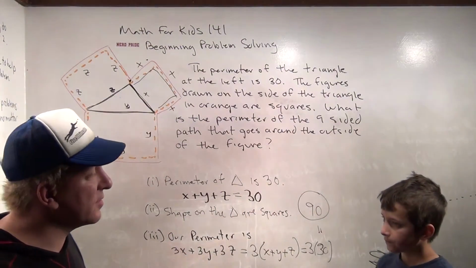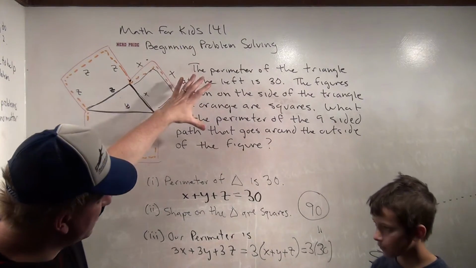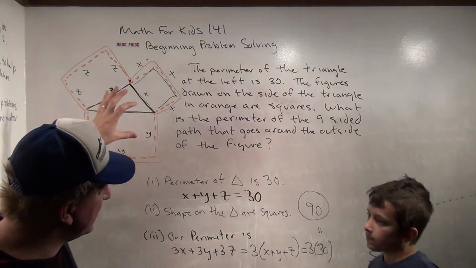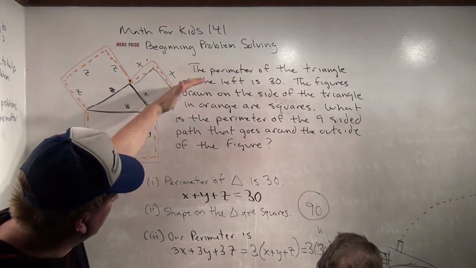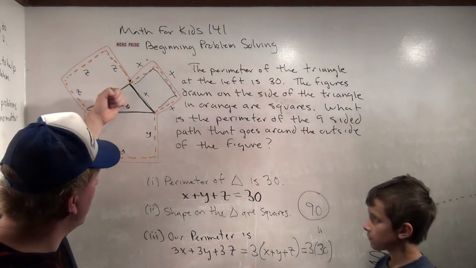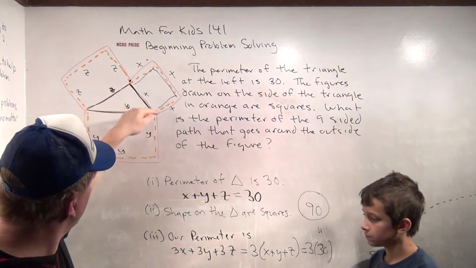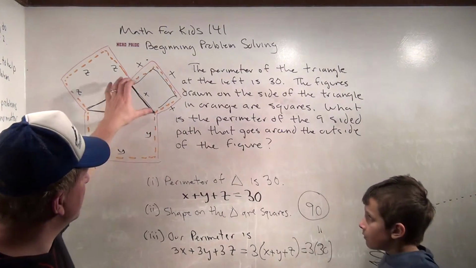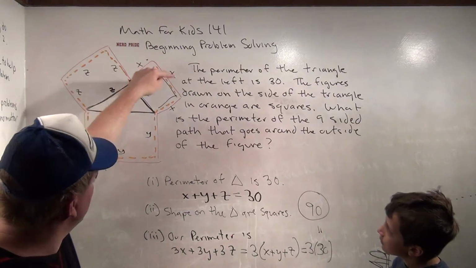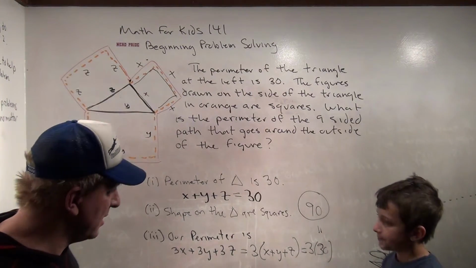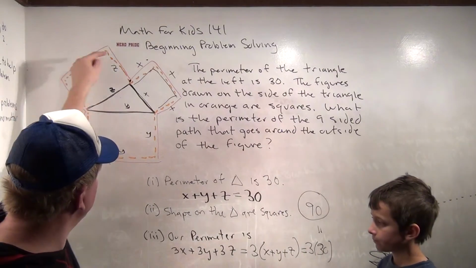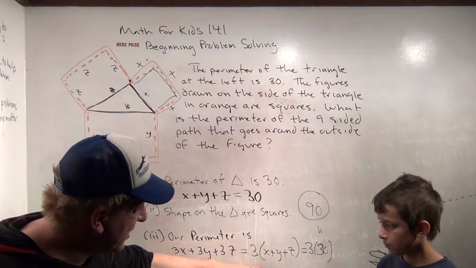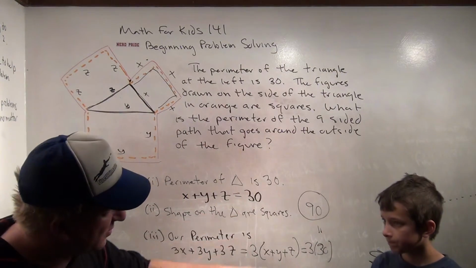Okay, this is an awesome, awesome problem. So simple to state, such an easy little picture, and it teaches you to find the important things in the problem. We have a triangle. The perimeter is 30. That means x plus y plus z is 30. The shapes on the side are squares. That means the sides are the same, so we'll label them x, x, x, y, y, y, z, z, z. Now, walking around the perimeter we're trying to find, we go 3 x's, 3 y's, and 3 z's, which is 3 times x plus y plus z, which is 3 times 30, which is 90.